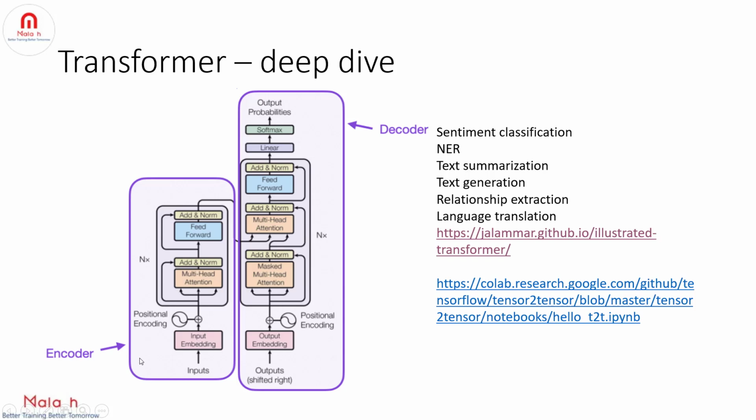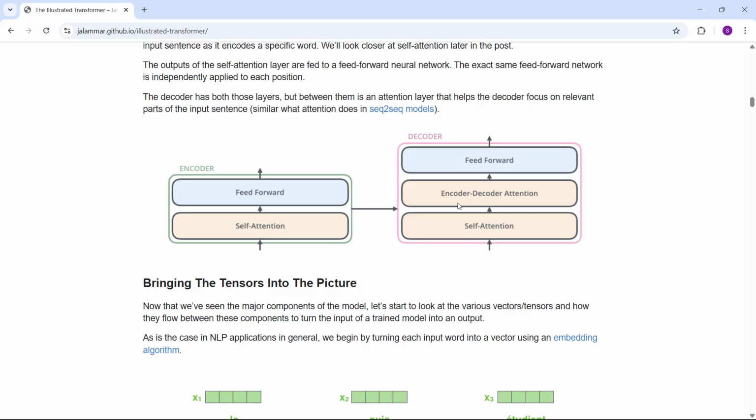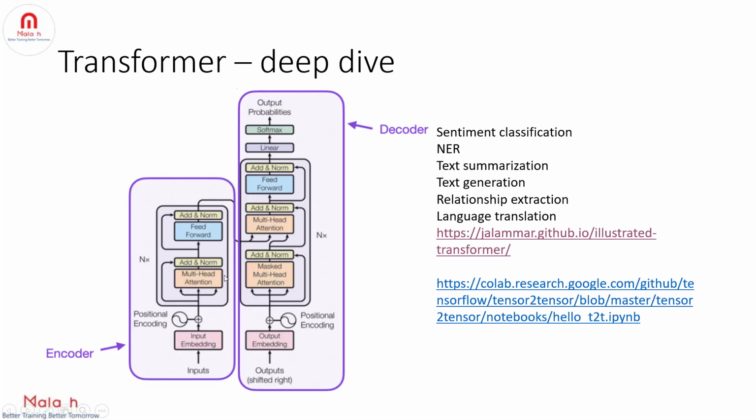So now you understand the difference between encoder and decoder at a high level. In the encoder it is self-attention, whereas in the decoder it is masked self-attention. That is the only difference, and the remaining steps are almost the same. Now let's go back to this article and deep dive.